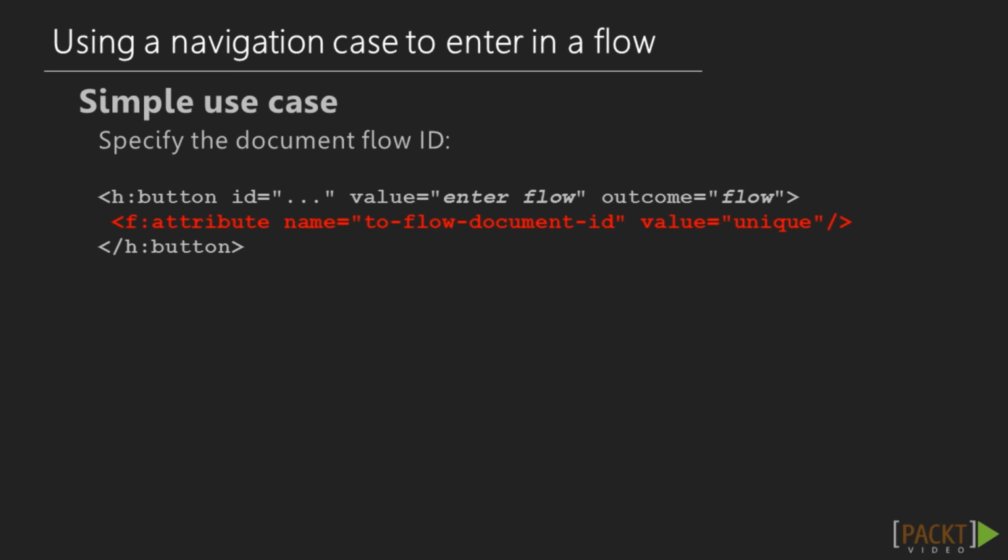If you choose to write a programmatic navigation case, then JSF 2.2 comes with a method named getToFlowDocumentId. This method should be overridden for indicating the document ID. Well, this was the last use case.